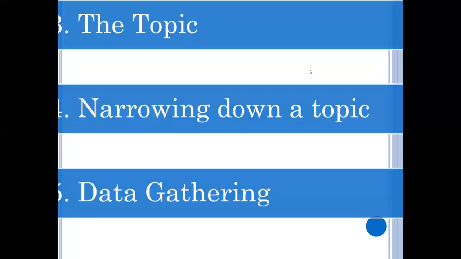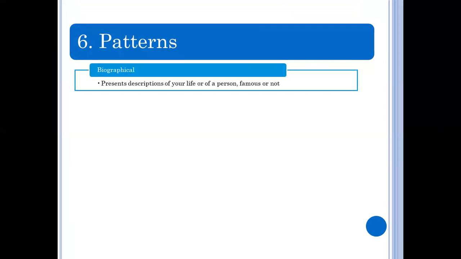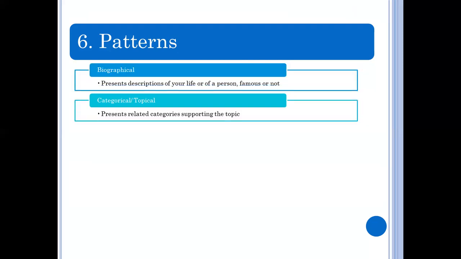Another component that we have is patterns. In general, these are structures that will help you organize the ideas related to your topic. Example of pattern that we have is biographical. It presents description of your life or of a person, whether it's famous or not. Also, we have categorical or topical. It presents related categories supporting the topic.